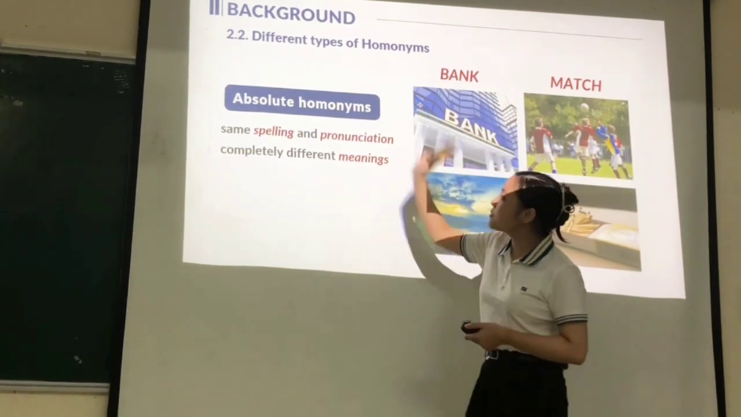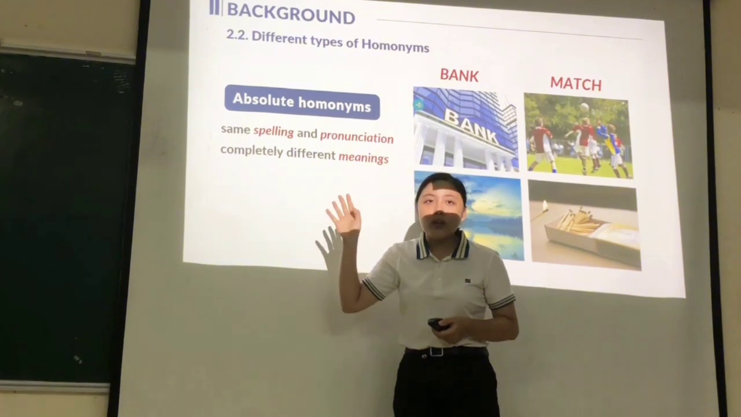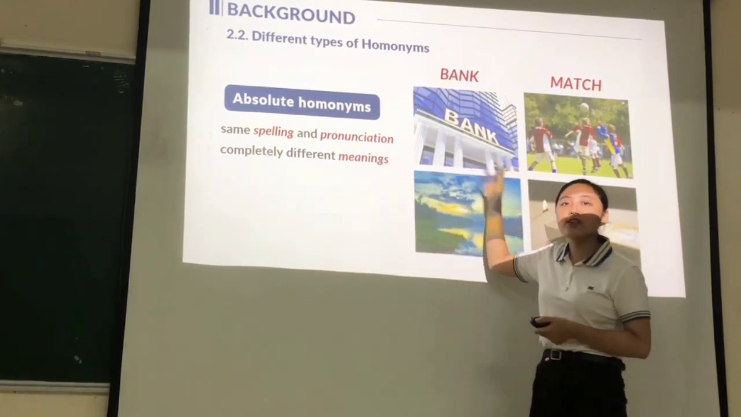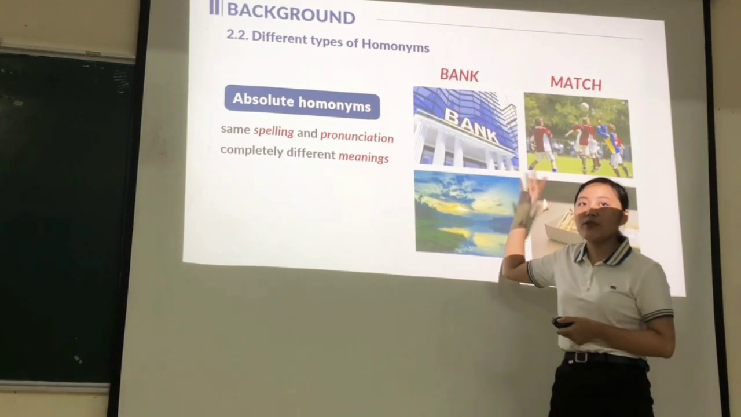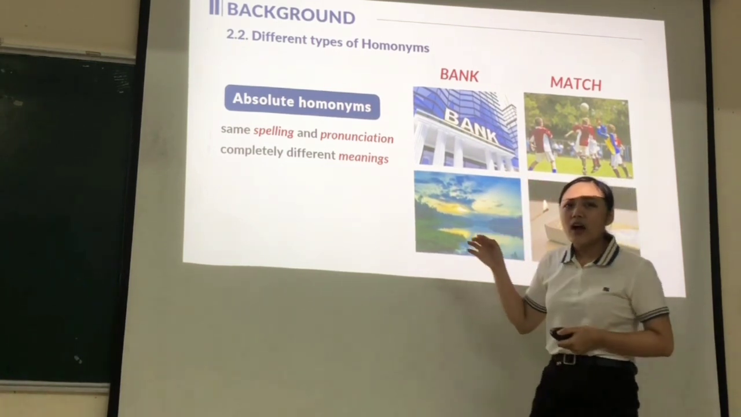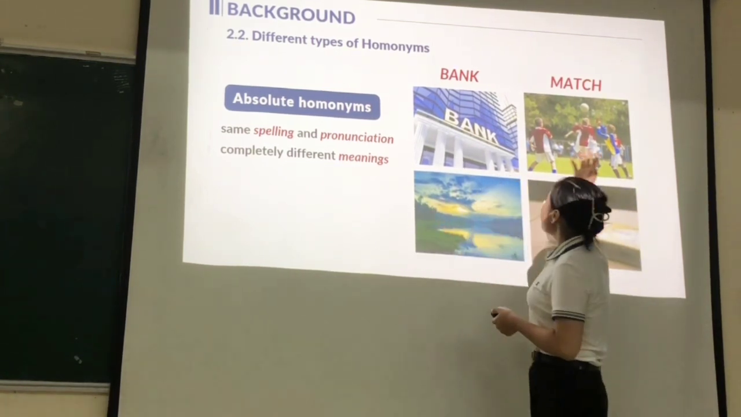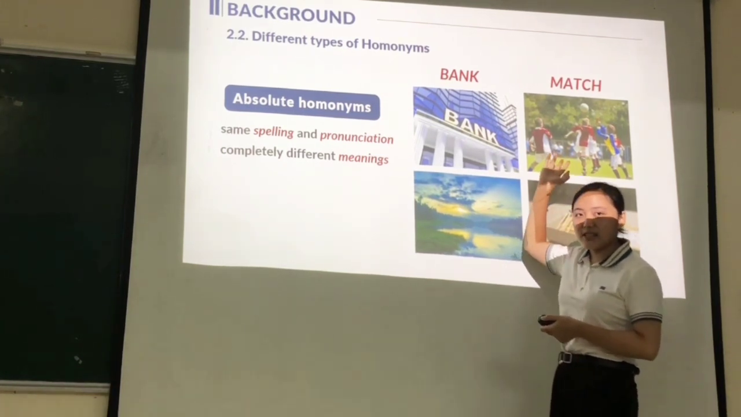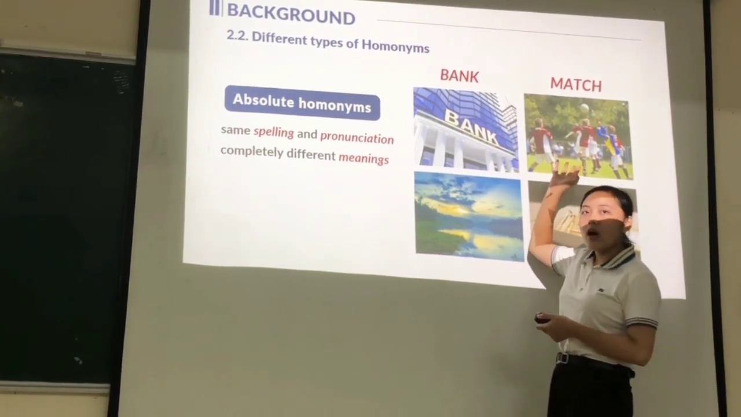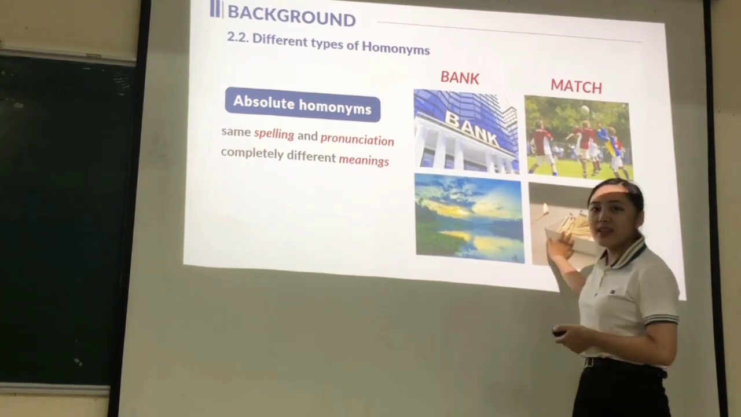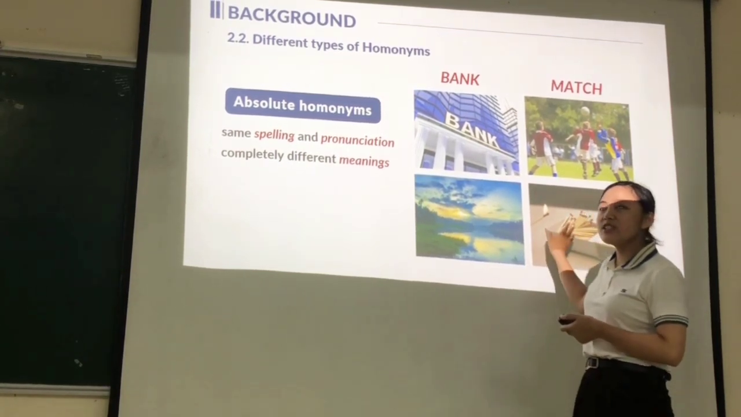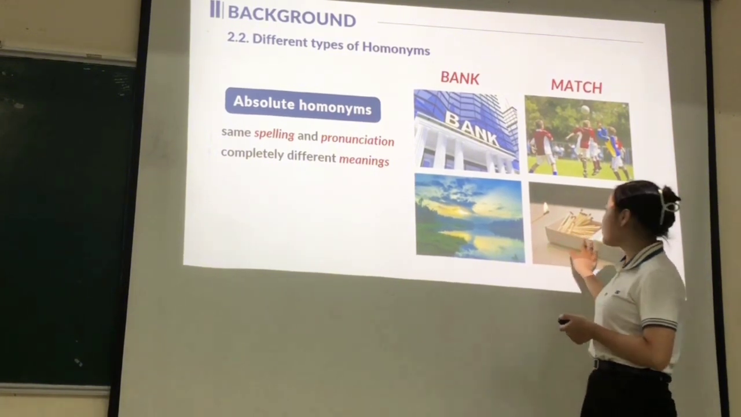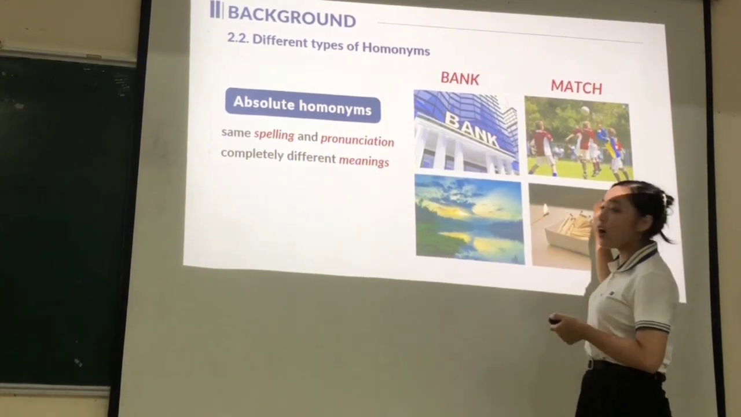With the first type, absolute homonyms, for example, the word bank can refer to a financial institution or the edge of a river or stream. And the second example is match. Match is a contest between 2 or more parties, or a sport match, and also a short, thin stick of wood or cardboard used to light a fire. You can see it on the screen.